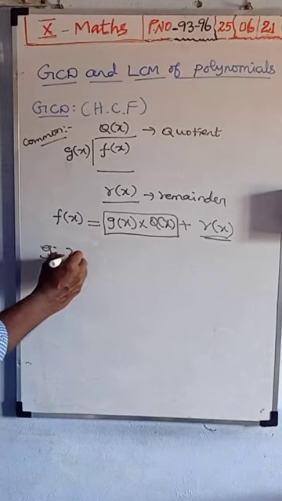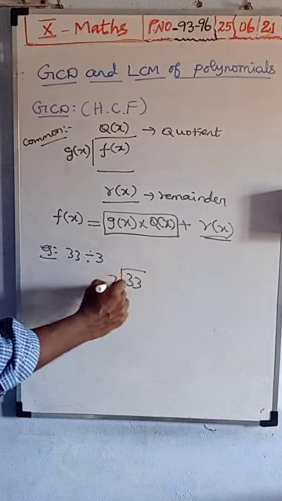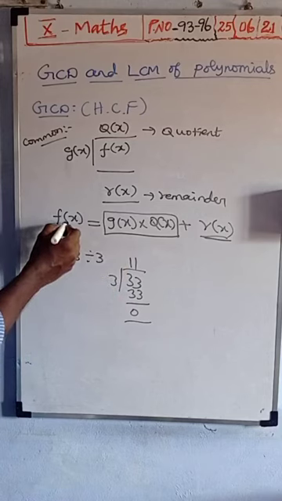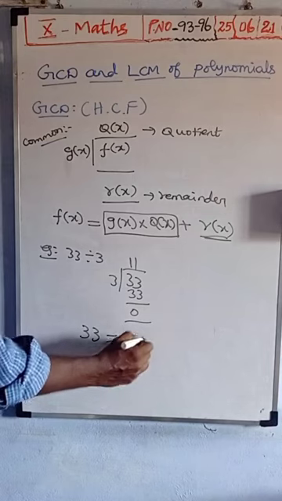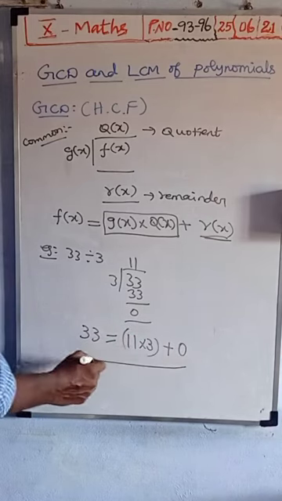Take any number, 33, you should divide by 3. What we received here: 11 threes are 33, so remainder 0. Then how can we write it now? f of x is 33. 33 we can write in the form of 11 into 3 plus 0.